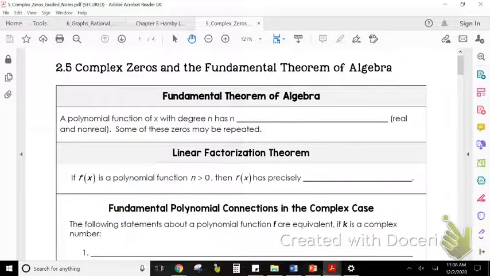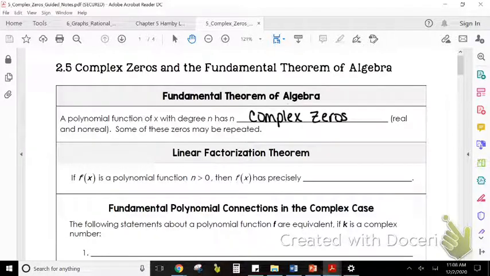All right, 2.5 is complex zeros and the fundamental theorem of algebra. The fundamental theorem of algebra says a polynomial function of x with degree n has n complex zeros, which can be real or non-real. Some of these zeros may be repeated.